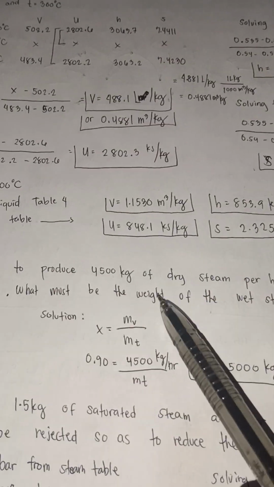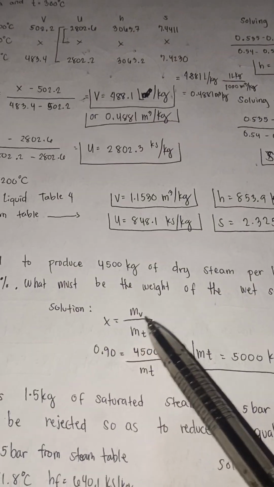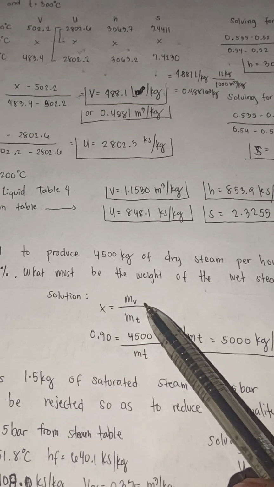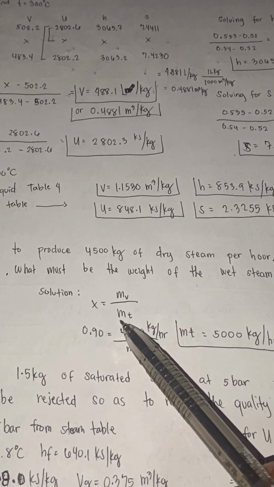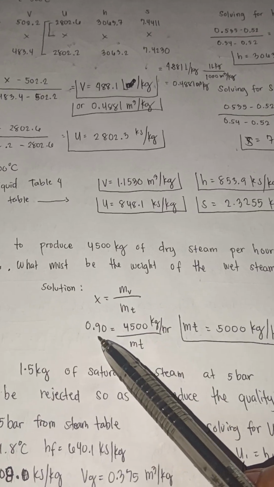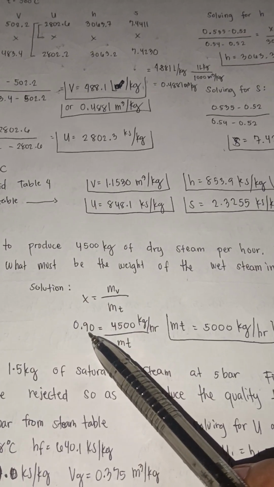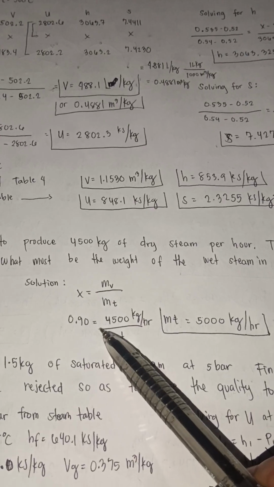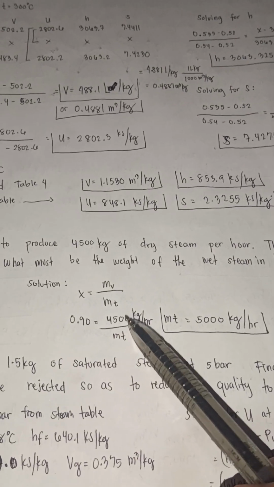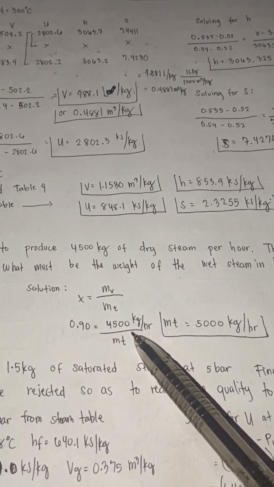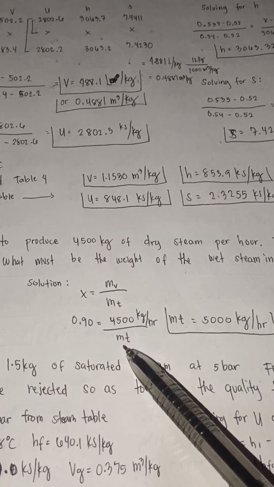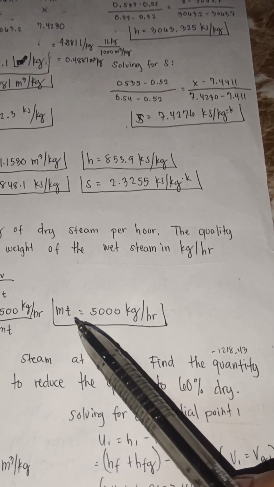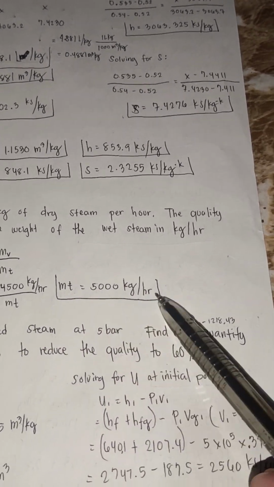So here the solution, x equals mass of the steam over total mass. So substitute the given values, 0.9 is equal to the mass 4,500 kilogram per hour over the total mass. So the total mass would be 5,000 kilogram per hour.